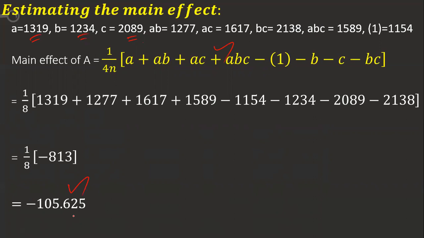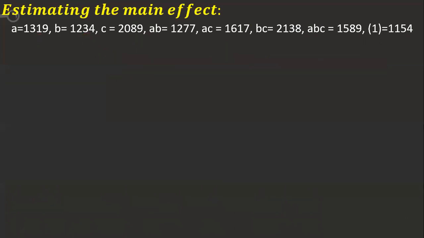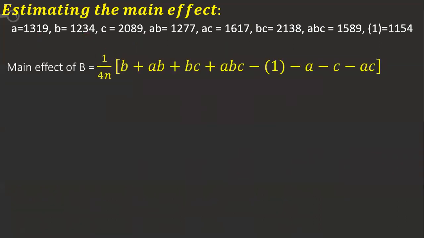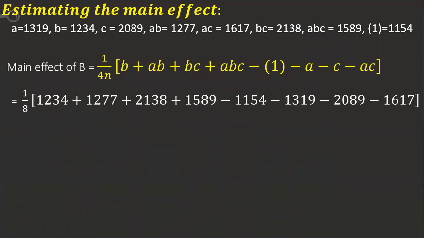Similarly, I'm going to calculate for all the other values. I'm going to just move on. I'm not going to show it here. Here, the main effect of B is given by the formula. Substitute the values here, and I got the answer as 7.375 for the main effect of B.